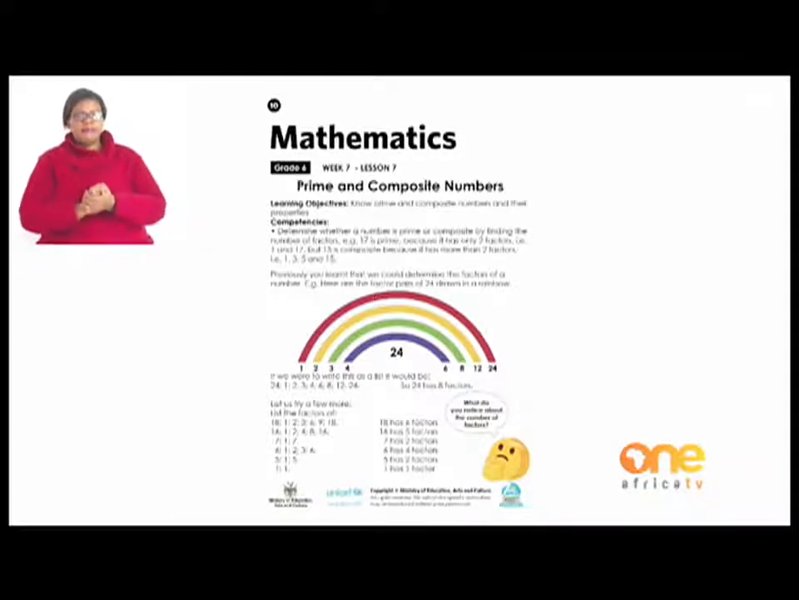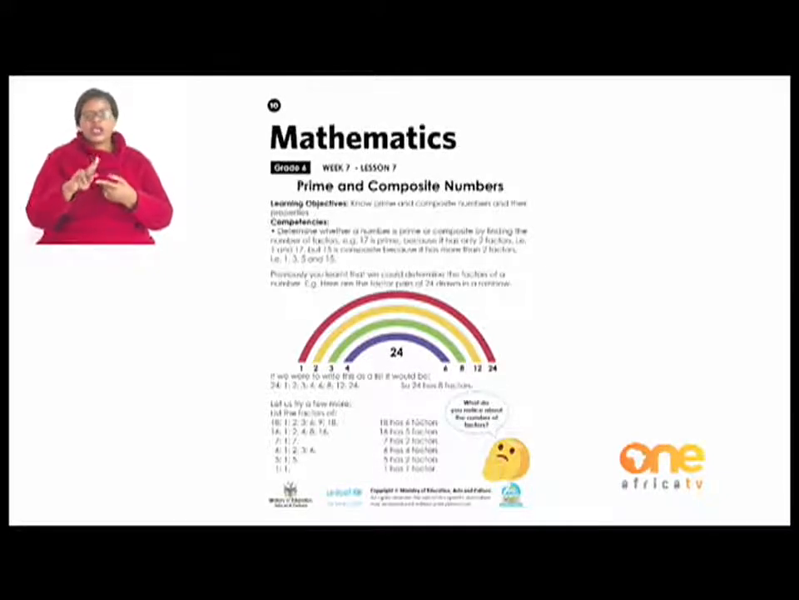So, to sum this up, 1 is not a prime number, nor is it a composite number. A prime number must and only has 2 factors. And then lastly, a composite number must have 3 or more factors. Are we together? Okay, let's get ready for our activity.